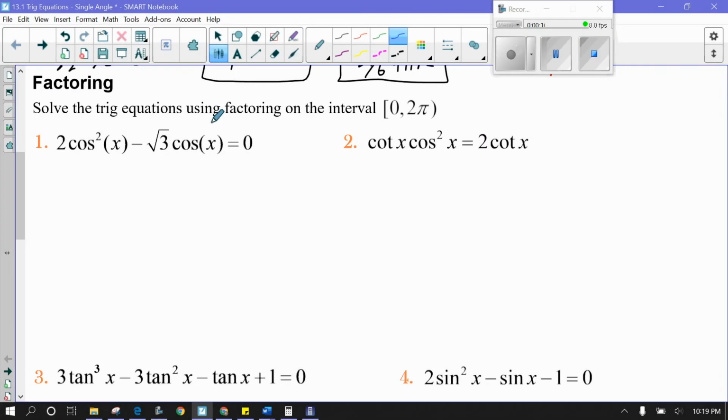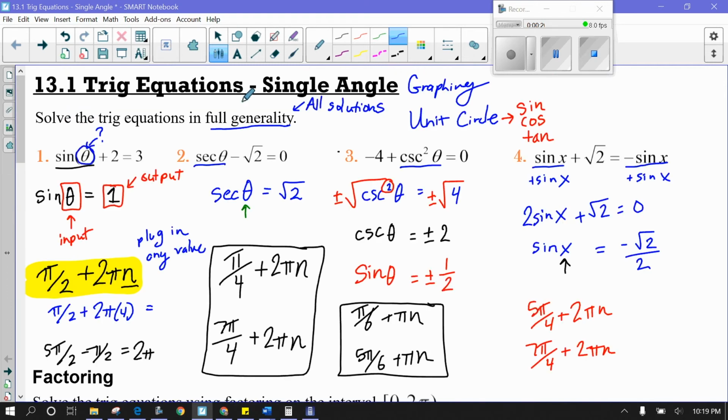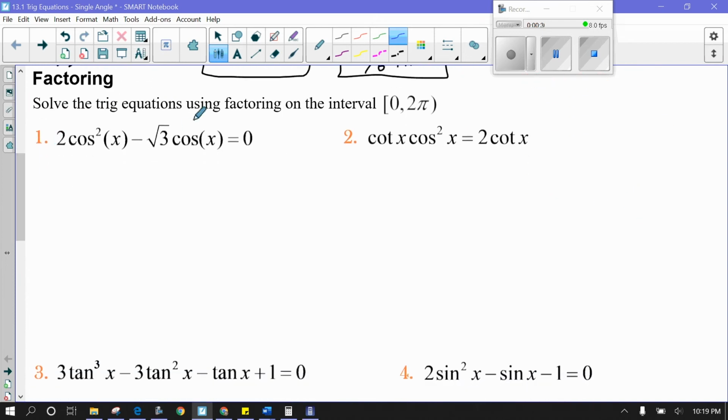So the next thing we're going to be looking at is how to continue solving these trig equations, but using factoring. And now, instead of trying to solve these trig equations in full generality, we're only going to be asked to find the solutions on this interval. So we'll talk about what that means in a second.